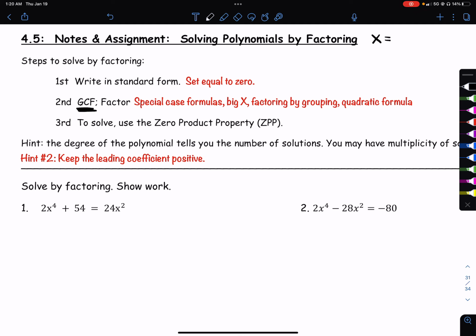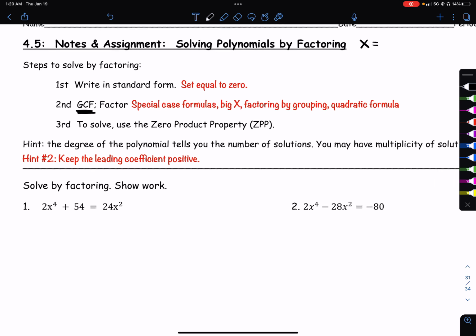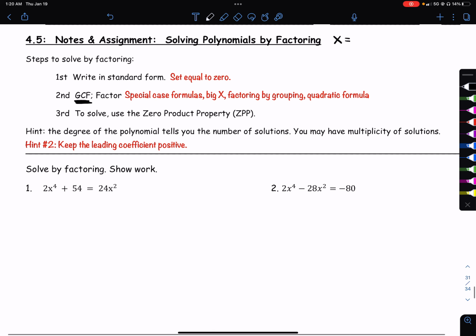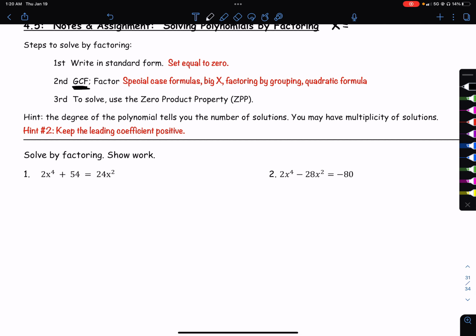Step 3, we are going to solve using the zero product property. That is where we are going to set each term equal to 0 and solve for x. So a couple of hints that I have here. The first one is the degree of the polynomial lets us know how many solutions we're going to have at the end. And then hint number 2, we want to keep the leading coefficient positive. If we make it negative, we'll have one extra step and we'll have to change the sign. So it's just easier in the beginning to keep the leading coefficient positive.